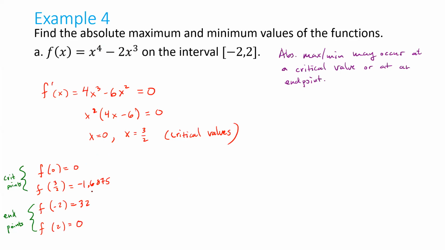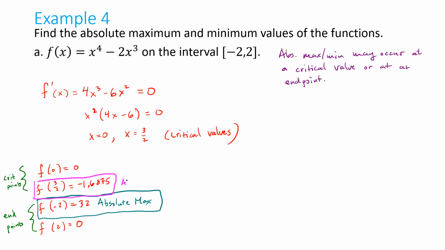Okay, so looking at this, we can see where the absolute max occurs. That's at the highest value. So here we've got the absolute max. The absolute min occurs at the smallest value, which would be this one. Okay, so you see actually one of them occurs at a critical value, and then another one occurs at an endpoint.